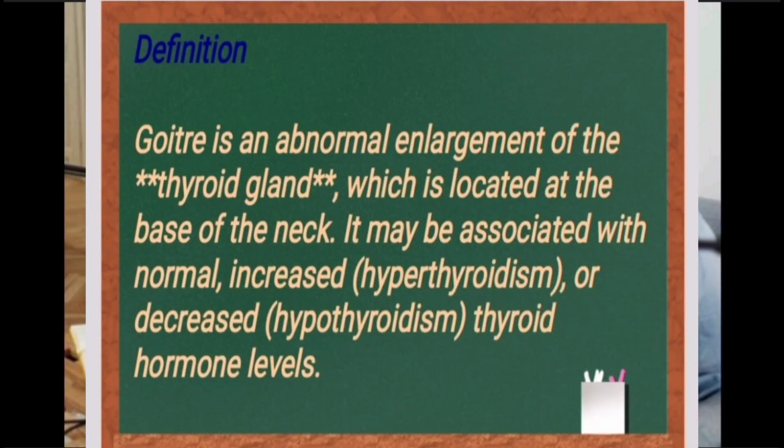The fundamental definition. At its simplest, goiter is just an abnormal enlargement of the thyroid gland. That gland at the base of the neck, right? Precisely. That butterfly-shaped one, just below the Adam's apple. An enlargement. That's the core definition.